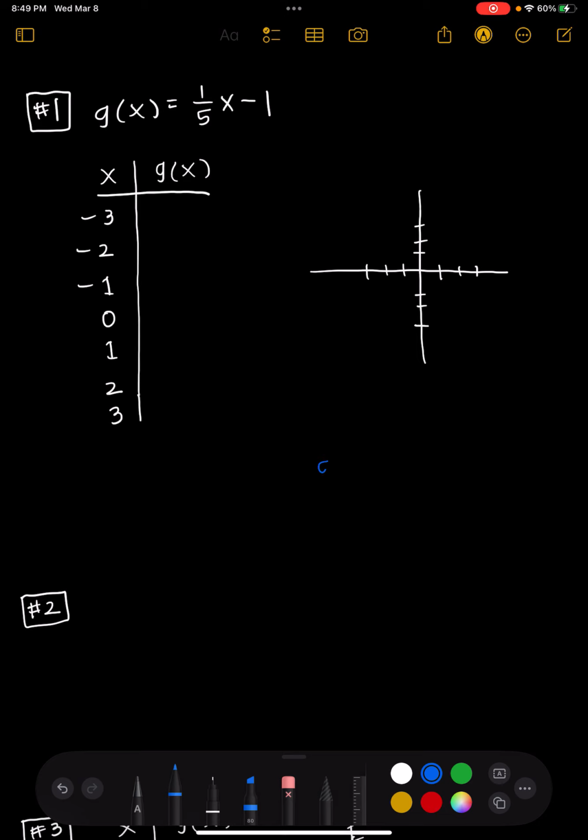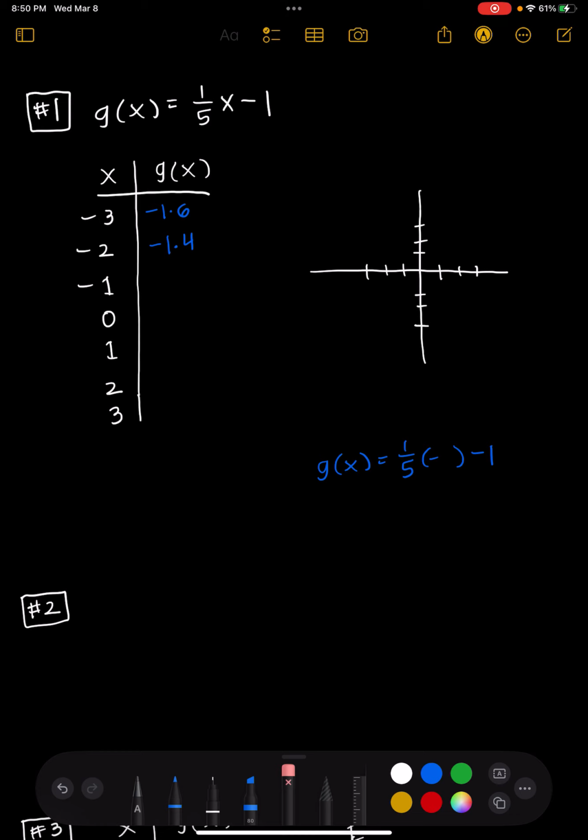And so I would have g(x), if I plugged in -3, would be 1/5 times -3 minus 1, which, once again, you can do this by hand, but the calculator is going to be your super friend in this case. We could put them in fractional form, but I'm going to keep them in decimal form. This would be -1.6. Then I'm going to do the same thing, but now I'm going to replace the x with -2. So this would just change to a 2 right here. And that would give me -1.4.